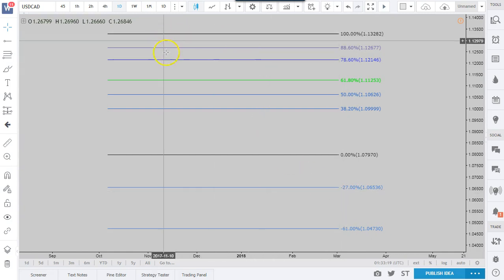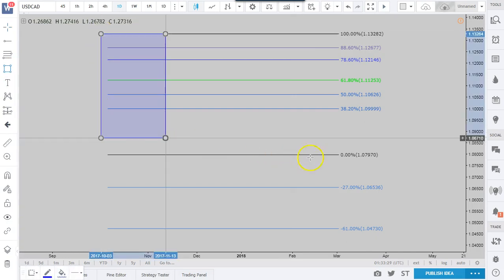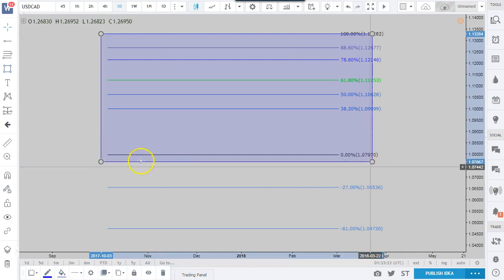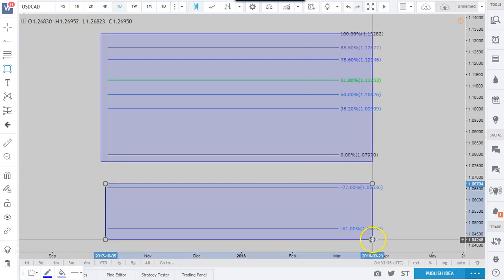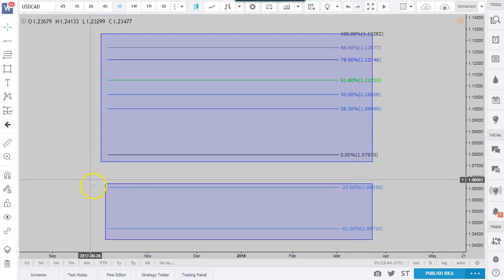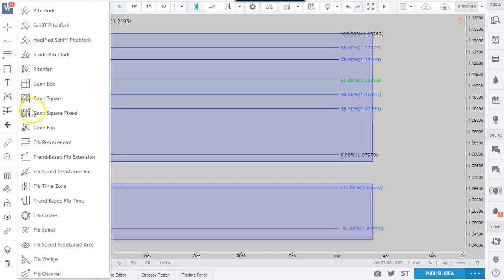This is for Fibonacci retracement. Let me quickly highlight those. From here to here is Fibonacci retracement, and from here to here is the extension tools I use. So I don't need to go here and look for my Fibonacci extension tool and also use it. I just put in the ratios I need to use.